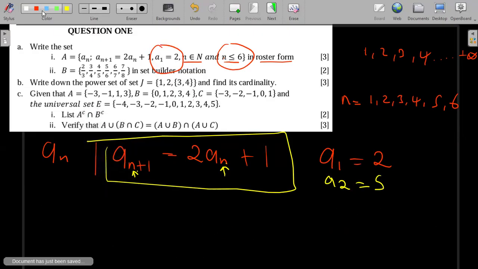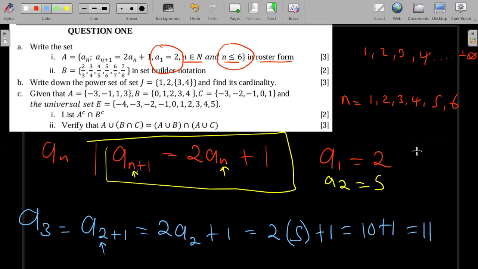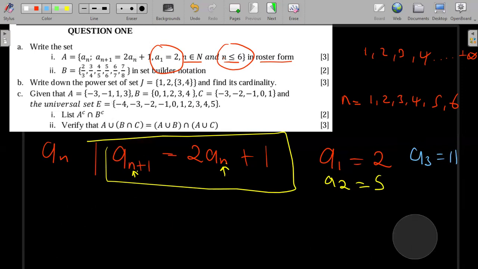So we are still using the same formula. So we're going to say A_3 is equal to, I'll write this 3 in terms of something like this: A_2 plus 1. So my n here is now 2. A_(n+1) is equal to 2A_n, but this n is now 2, and then plus 1. So this is going to be equal to 2 times our A_2. Our A_2 is just 5, and then plus 1. So this will be 10 plus 1, which is just 11. So my A_3 will just be 11. What about my A_4?